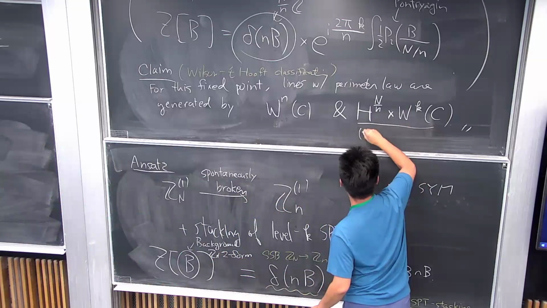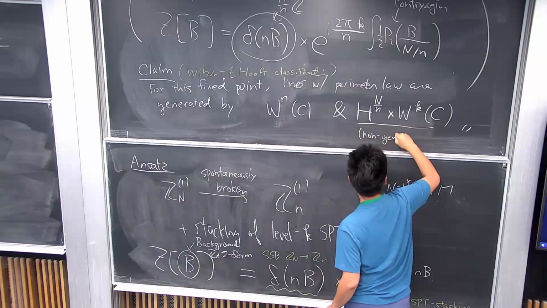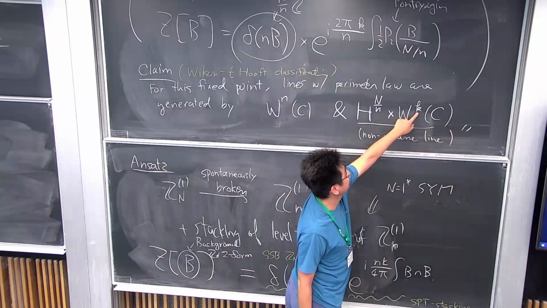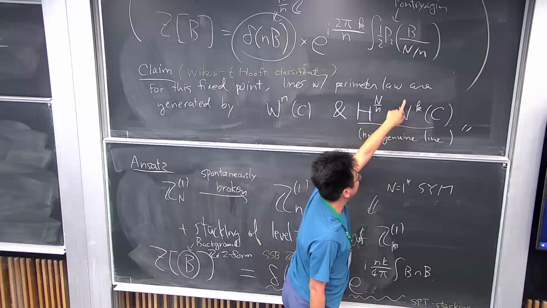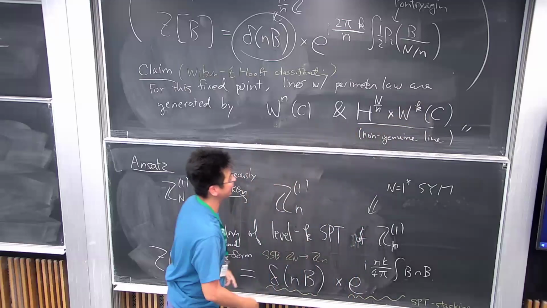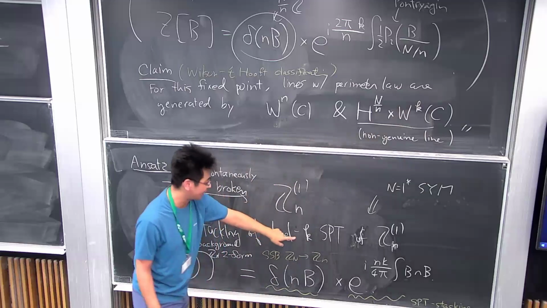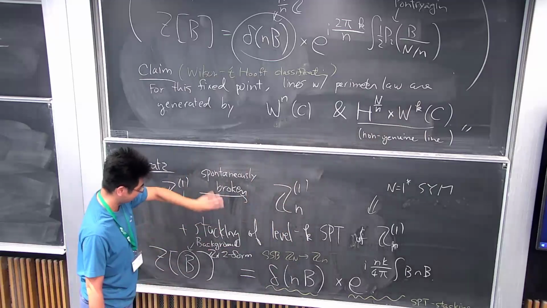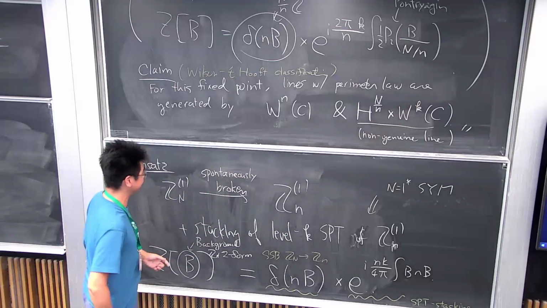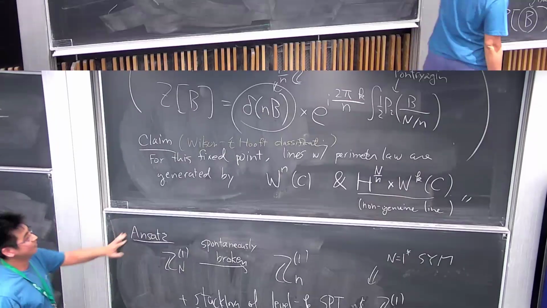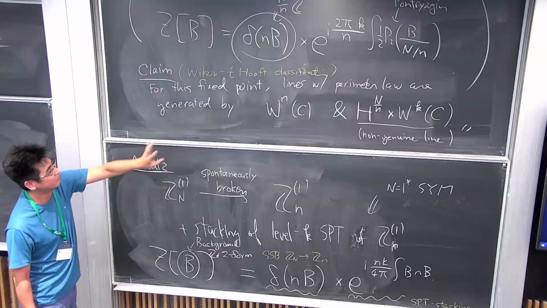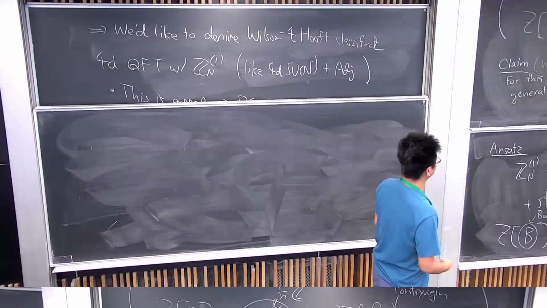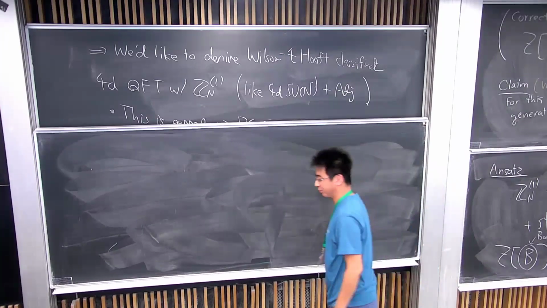So this part is a non-genuine line. And using this electric charge, reading off the electric charge of this non-genuine perimeter line operator, we can identify what level K of SPT is stuck to this naive SSB scenario. So using the non-genuine line plays an important role to recover the original Wilson-'t Hooft classification of gapped phases.